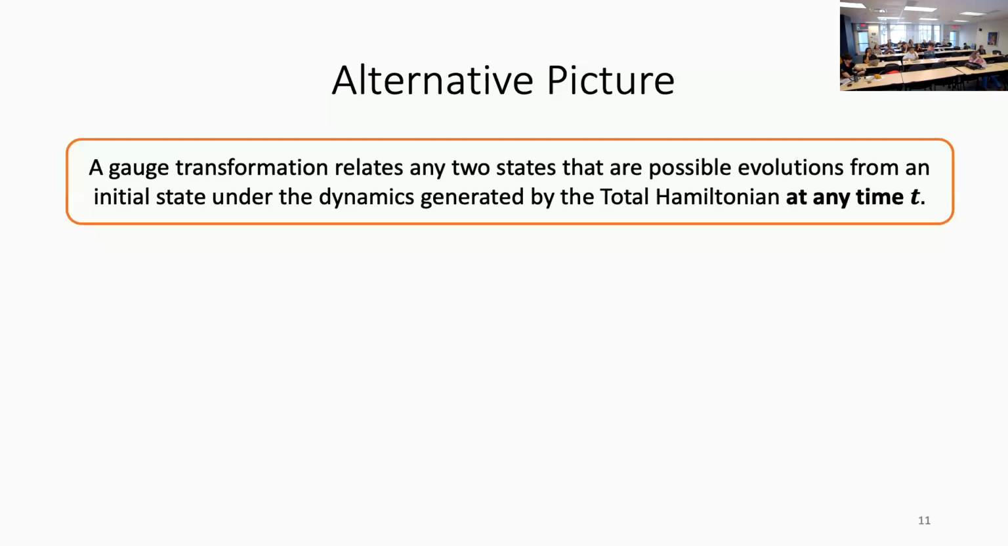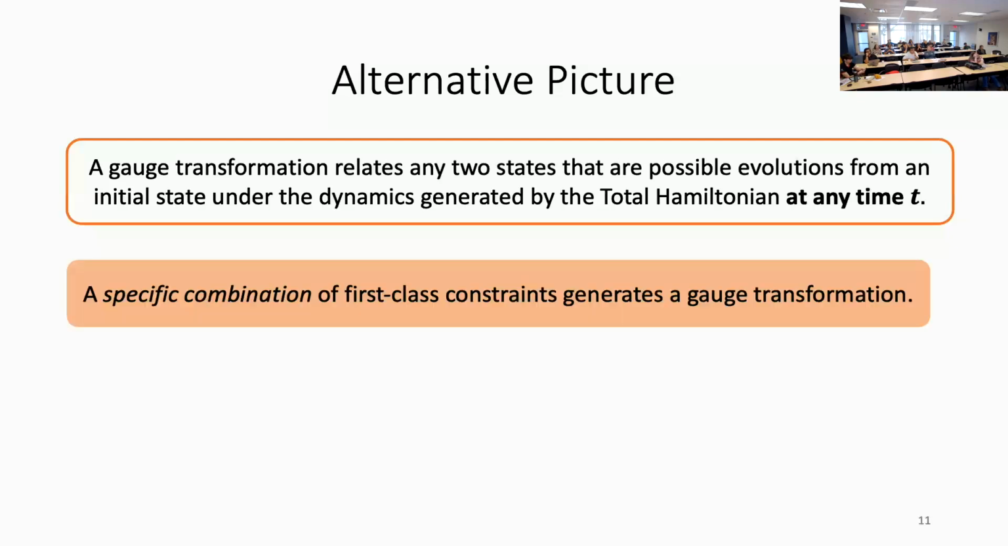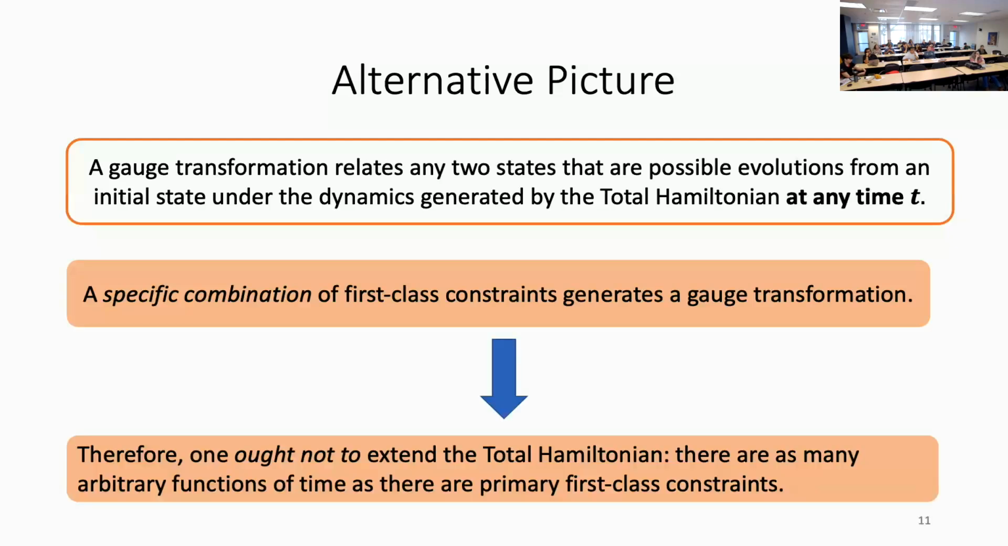With this notion of a gauge transformation, these proponents argue that it's really a specific combination of first-class constraints that generates a gauge transformation. We ought not extend the total Hamiltonian to include this wider equivalence class of Hamiltonians, precisely because on this view, there are just as many arbitrary functions of time as there are primary first-class constraints.